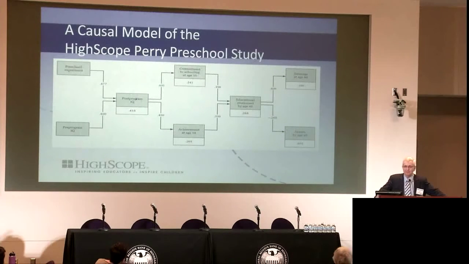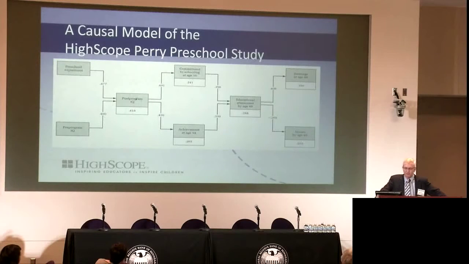So this is something that's seldom presented except in our monographs, but I thought it was particularly appropriate to this conference. It's a causal model of the HighScope Perry Preschool Study. I don't know if you can see all that, but I want to make one point. First of all, the models that Arthur was presenting earlier from the Consortium for Longitudinal Studies were sort of a part of this. This goes all the way out to age 40.